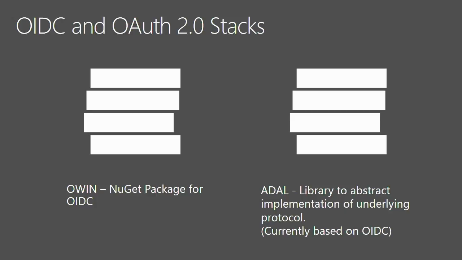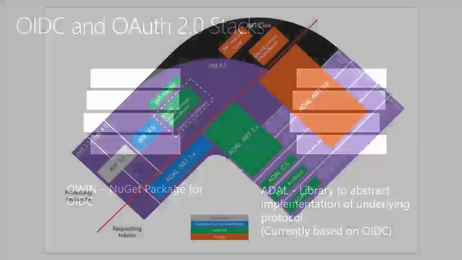We've got two stacks in OpenID Connect. We've got OWIN, which is a package that does the OpenID Connect stack. And we've got ADAL. ADAL is a library that is essentially a wrapper around OpenID Connect. So OWIN is pure protocol, because it's the OWIN package for OpenID Connect. ADAL is a wrapper around the protocol. The protocol is currently OpenID Connect, but you're not supposed to know that. They could change the protocol tomorrow. It's simply a set of wrappers.